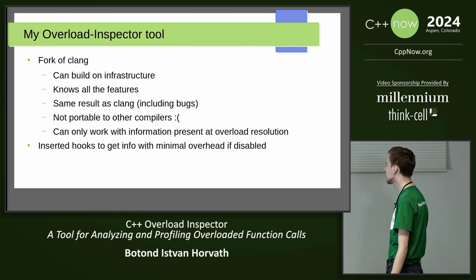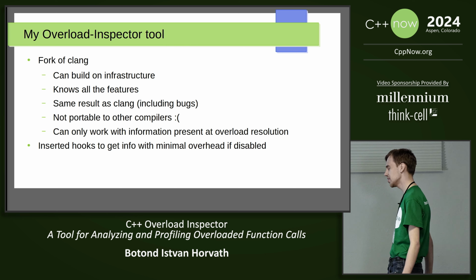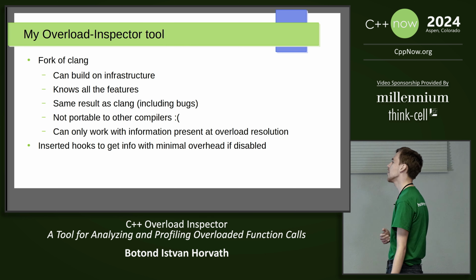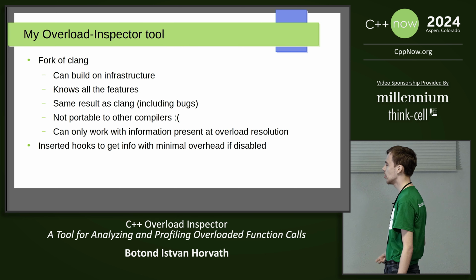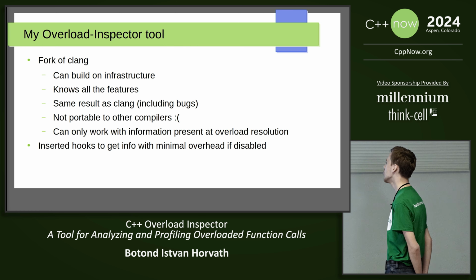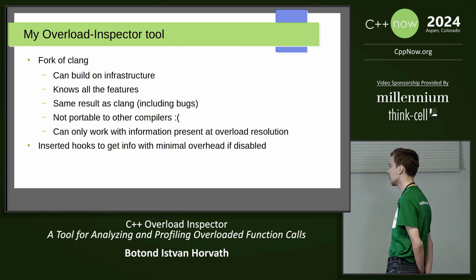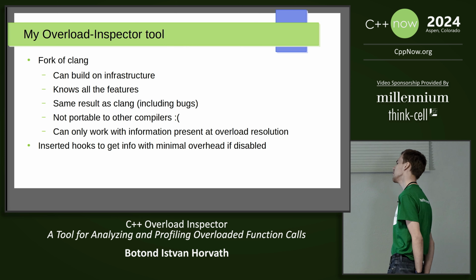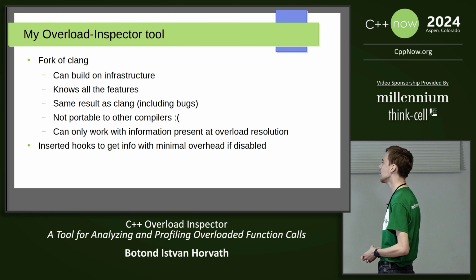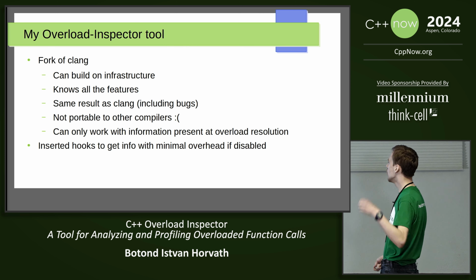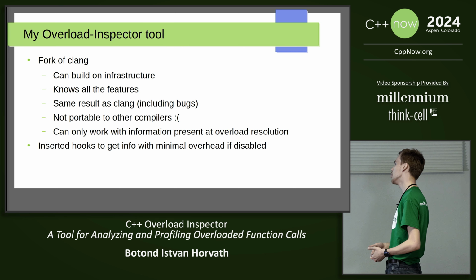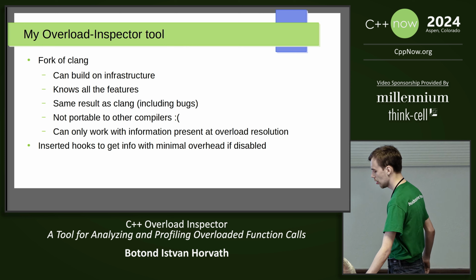So if someone uses GCC or MSVC, then they have to use Clang if they want the information from my tool. And I only have the information which is already present at the overload resolution. I inserted hooks into Clang to get the information about the overloading, and therefore, if my tool is disabled, it only causes minimal overhead.